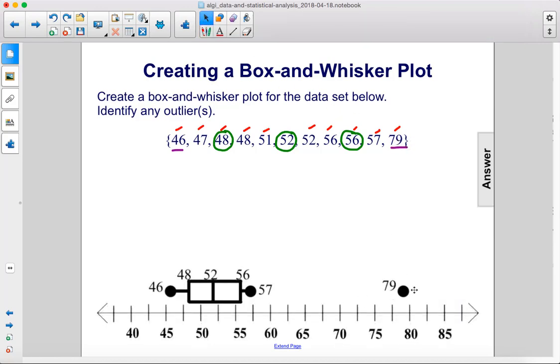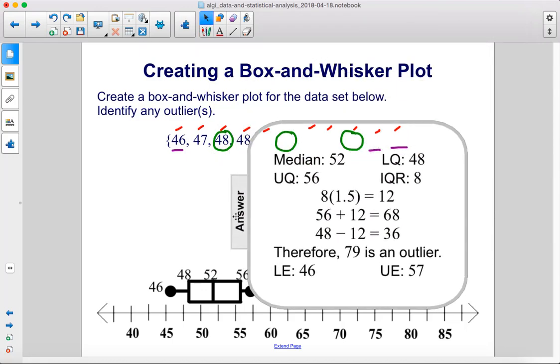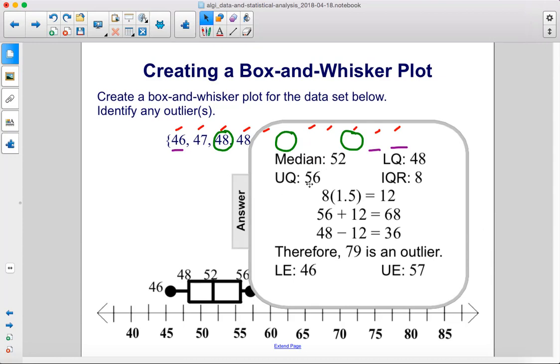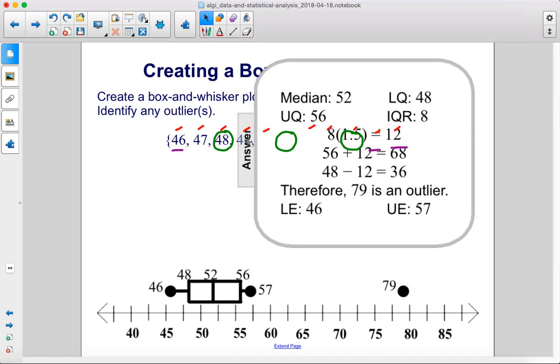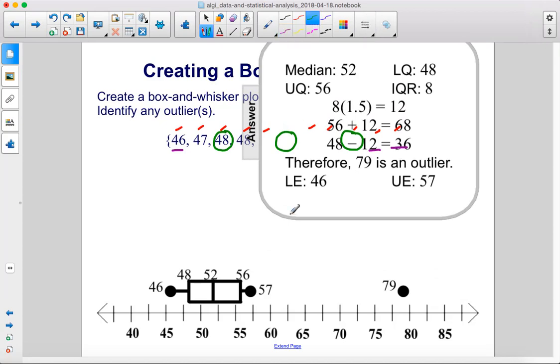However, look, this 79 is an outlier, so our upper extreme instead will become 57. The way we calculate that is as follows. So our median was 52, our upper quartile is 56, our lower quartile is 48, therefore our IQR here was 8. 8 times 1.5 gives us 12. So if we count 12 from here, so 55, 65, so around here we have 68 is our upper limit. And we see that 79 is above that.